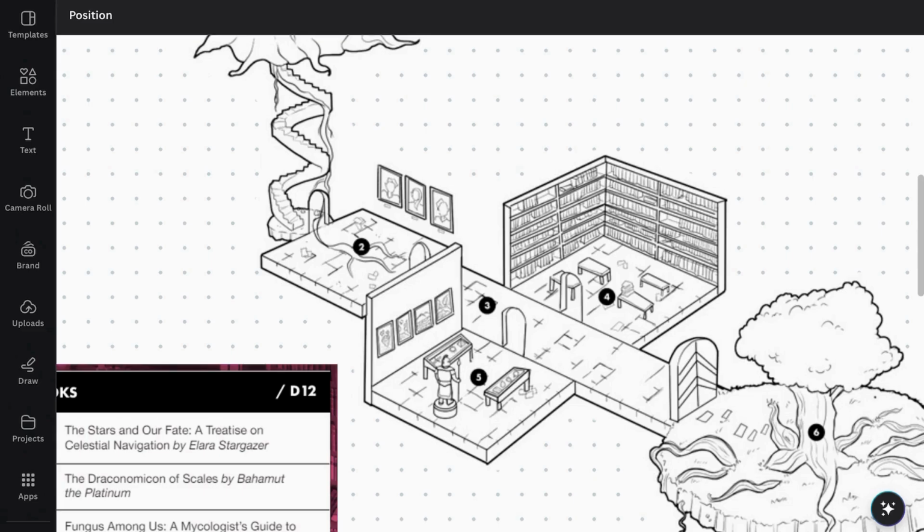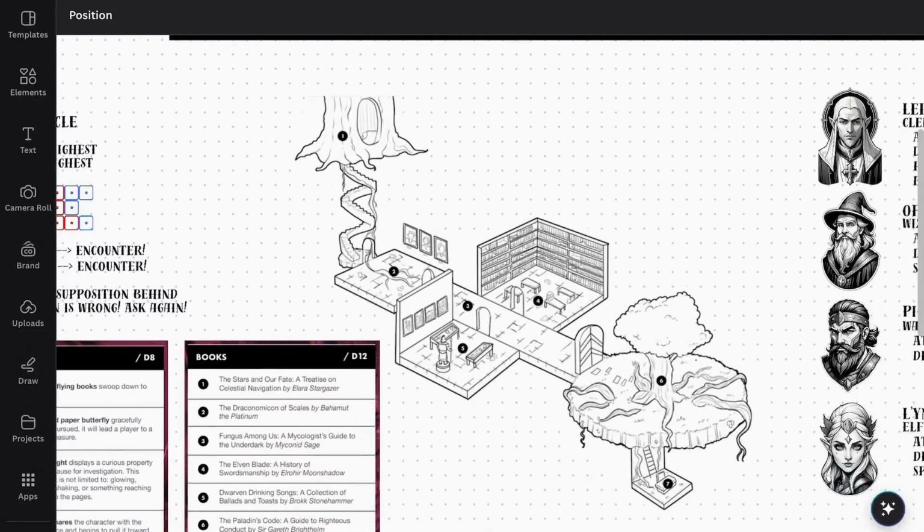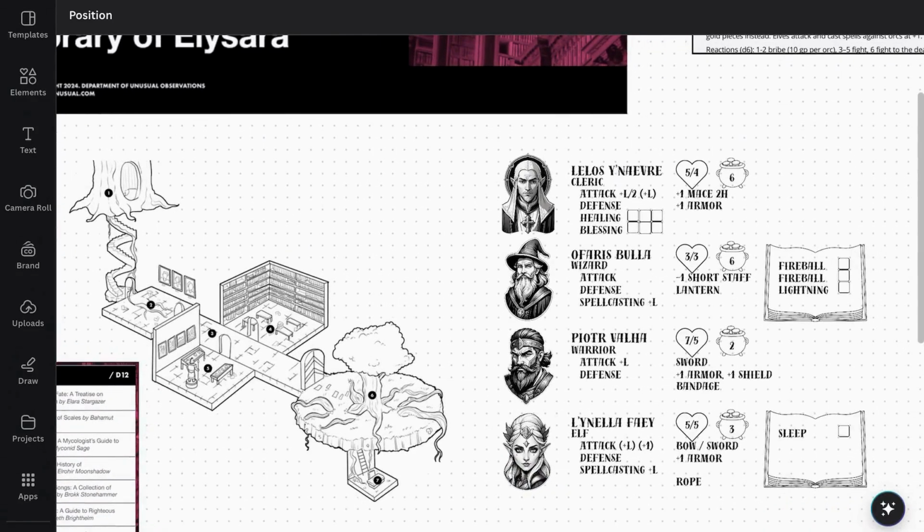Roots, cobwebs. Okay, so as Opharis and Piotr move to this corridor, bringing Lelos and Linella's bodies, now this is the time to wake them up. So they are still unconscious because of this elfish shrieking, but fortunately they are moved away from the portraits, so they have a chance to wake up.